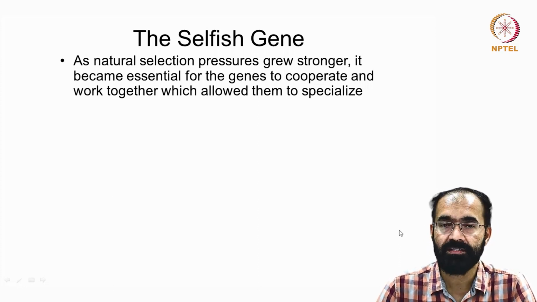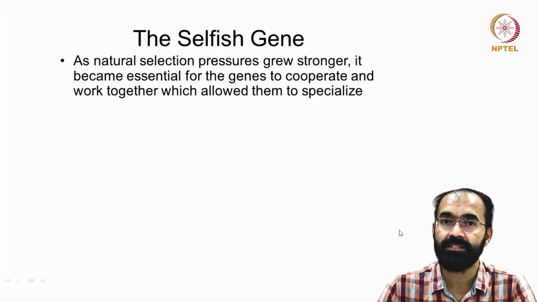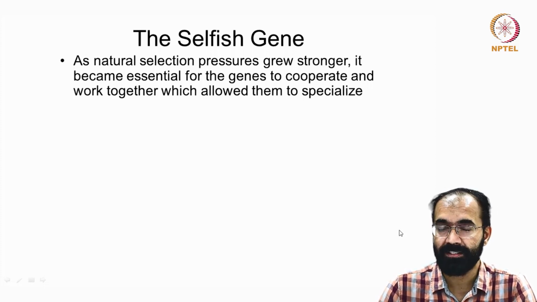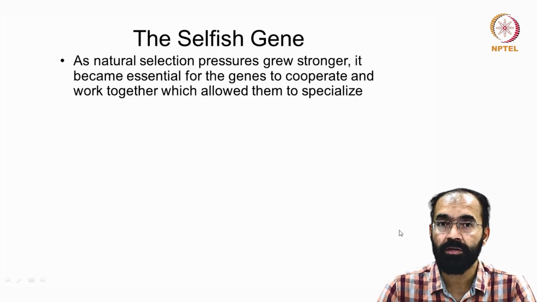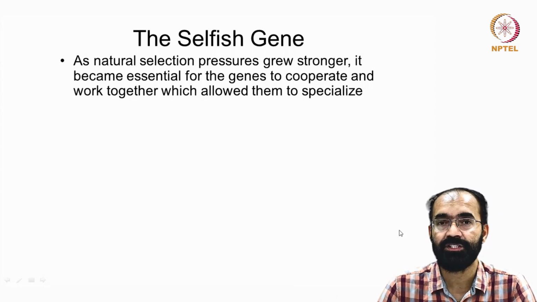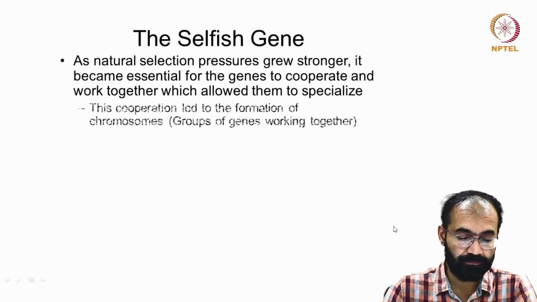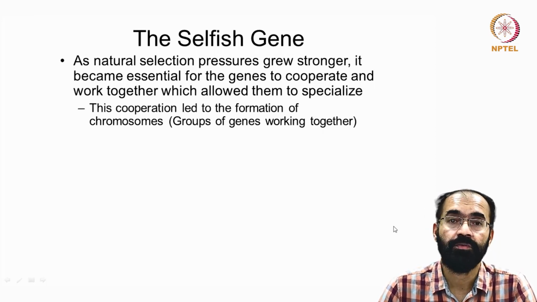So we should also understand, if one gene is doing 3 functions or 10 functions, then it does not have the scope of evolving. But if one gene is doing only one function, then it can always explore doing that function a little bit better, or it can adopt a novel character. So this is also something which you should be keeping in mind. That's how genes specialize. So this cooperation led to the formation of chromosomes.